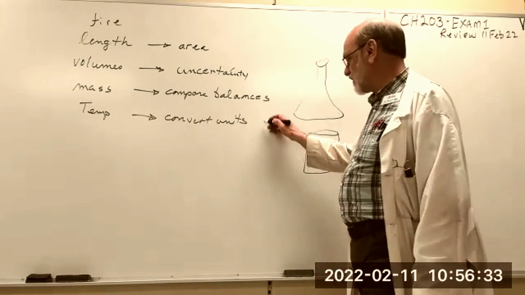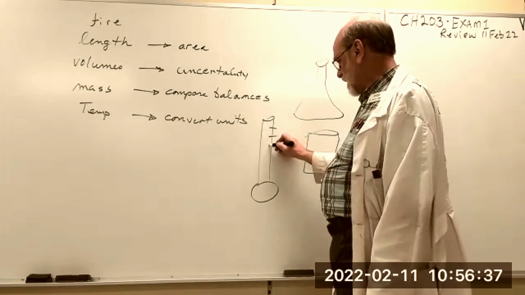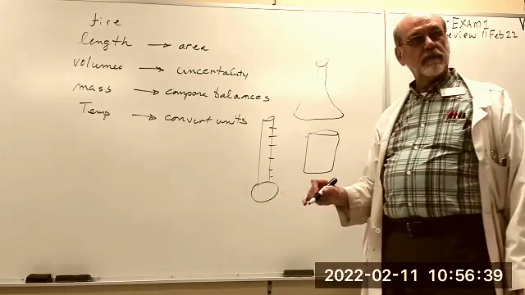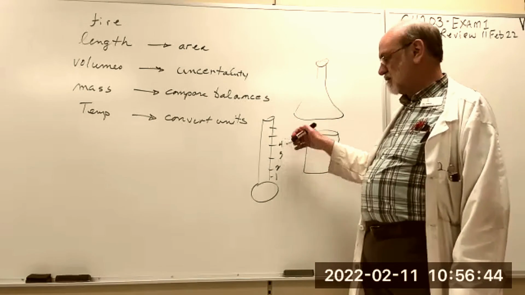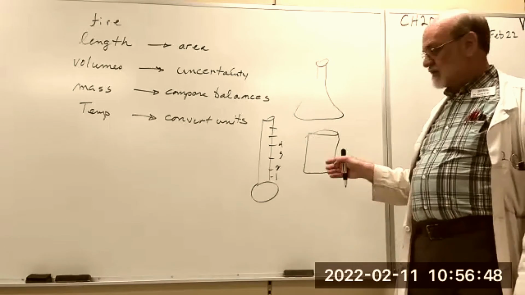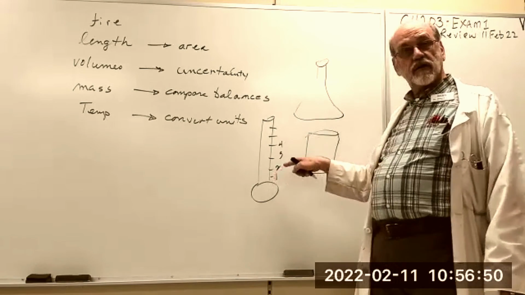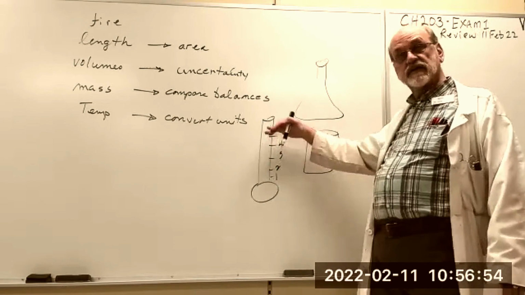You have a graduated cylinder. That's a cylinder of glass with markings on it for volume. And they get bigger as you go up. And usually in milliliters. And they're designed based upon this so that you can say, what does it contain? Well, you read it off, it contains this many milliliters.